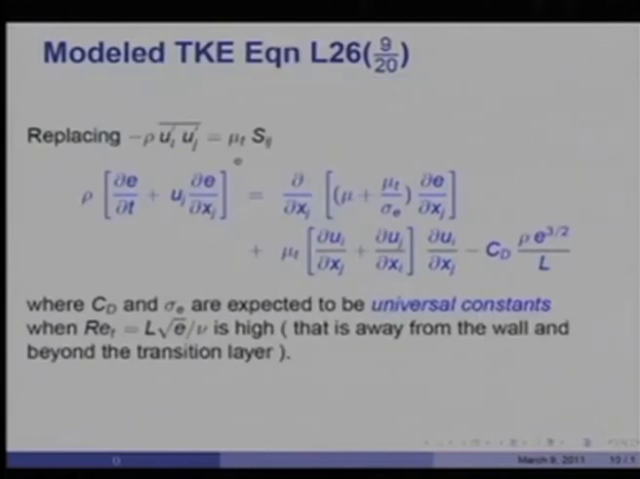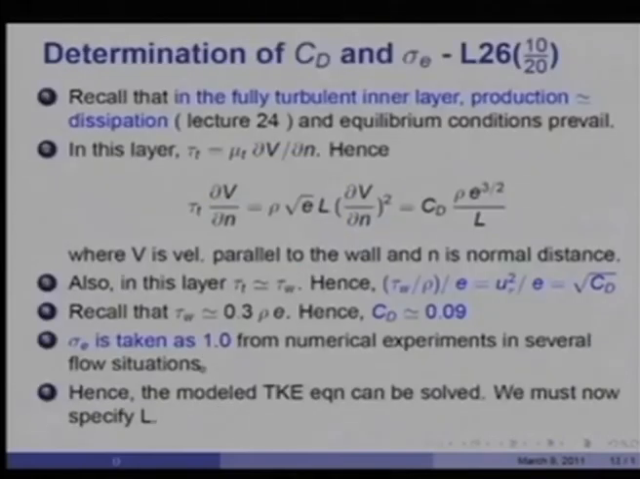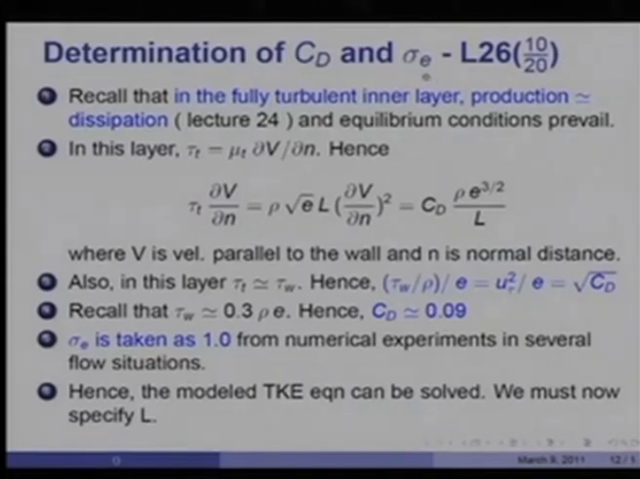If we now replace minus rho u_i prime u_j prime equal to mu t times S_ij, then the modeled turbulent kinetic energy equation would be simply the convection terms here plus mu t divided by sigma times the gradient of E, which would be the turbulent diffusion, and then there would be the generation term, the energy production term, by replacing this, and then there would be the dissipation term, where C_D and sigma E are expected to be universal constants when R_ET is high, that is, away from the wall and beyond the transitional layer. So, how do we get C_D and sigma E?